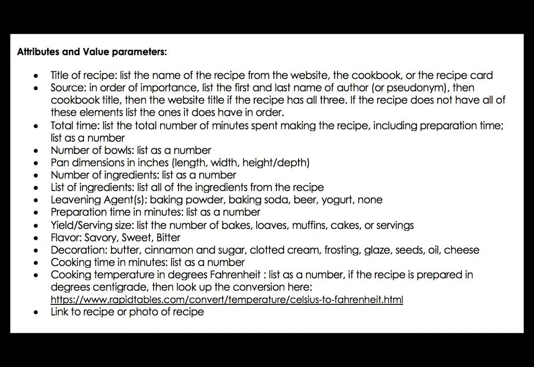The decoration was something I kind of had a hard time with, because normally when you say decoration, you're talking about sprinkles or frosting or something like that. But normally you would put butter or cinnamon and sugar, or for the scones recipe that I'm going to be going over, you can add clotted cream, and that's really delicious. Another thing that I wanted to include, cooking time in minutes listed as a number. And then I also specified that cooking temperature in degrees Fahrenheit should be listed as a number, and if the recipe is prepared in degrees Celsius, then you can look up the conversion table here. My final attribute and value is a link or a photo to the recipe.